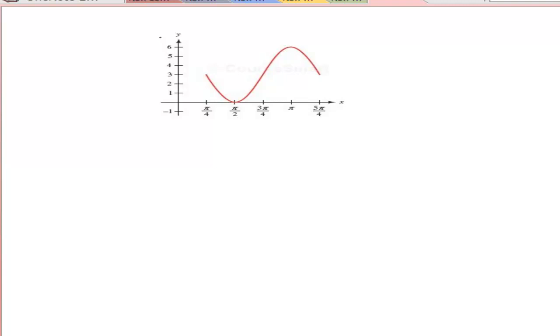Okay, in this video we're going to look at how to find the equation of a sine or cosine curve given the graph. Here we're given a graph, and your first step is to determine what the curve looks most like, and in this case it looks like a sine curve. So we are going to be looking at an equation of the form y equals d plus a times the sine of bx plus c.